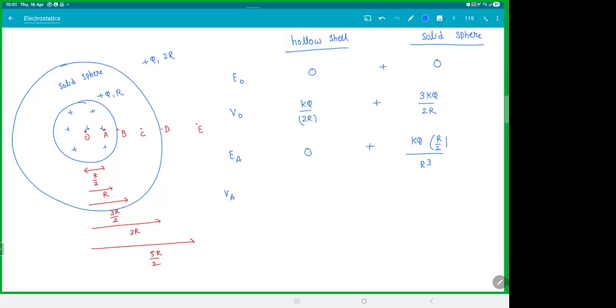Potential at A. Where is A? Inside the hollow shell. What is the potential? KQ by radius. Radius is 2r. What about this thing? Inside the formula is KQ by 2r cube times 3r square minus r by 2 whole square. Can you imagine? This thing was a question in mains. Find the potential at r by 2 in a solid sphere. Bas ho gaya. Mains question tha wo.